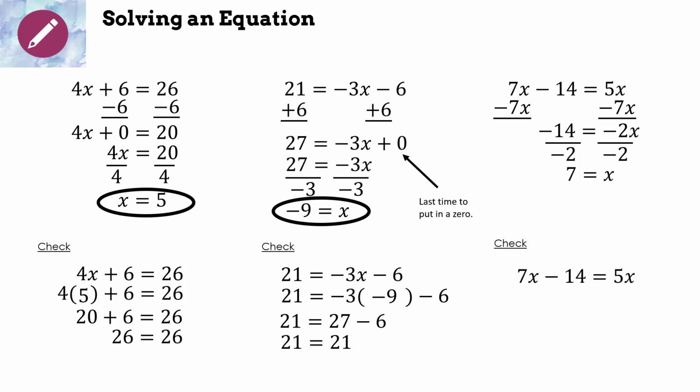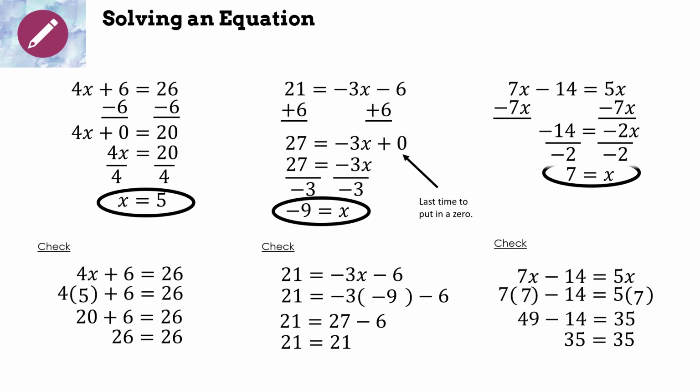So we're going to rewrite our equation. Now we have to put 7 in for each variable. 7 times 7 is 49, so we're going to have 49 minus 14 on the left side, and 5 times 7 is 35. Well, 49 minus 14 is 35. Yay, we did it. 7 equals x.